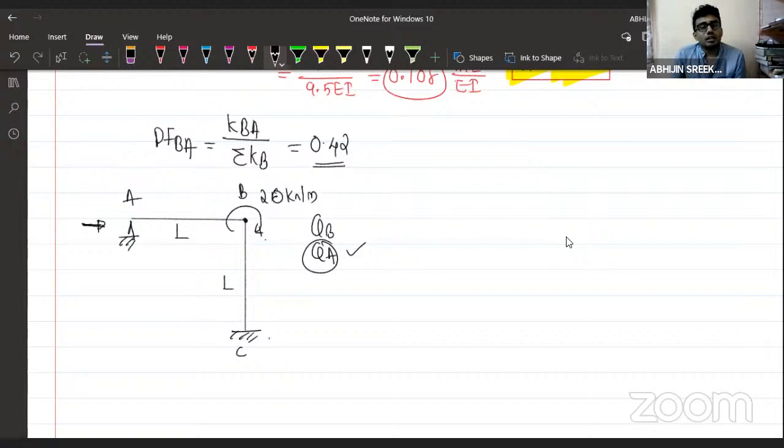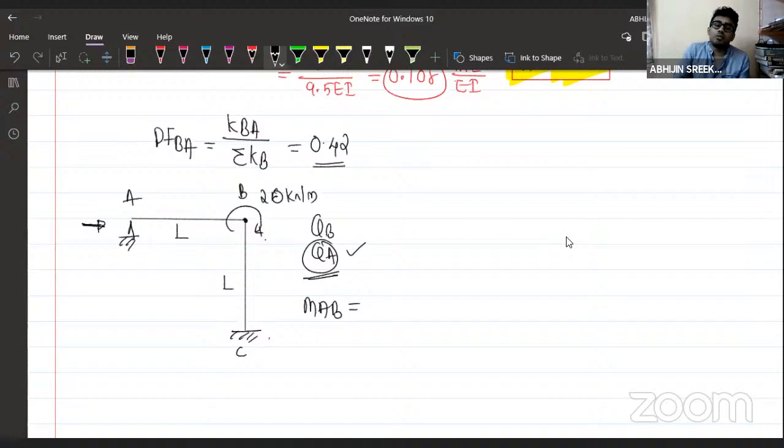Anyone? I'm giving you more concepts, to understand the concepts. Theta B can be calculated in this way. And in order to calculate theta A, we need to write the slope deflection equation for the member AB or BA. What is slope deflection equation?